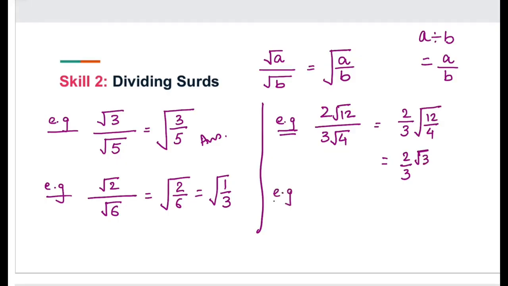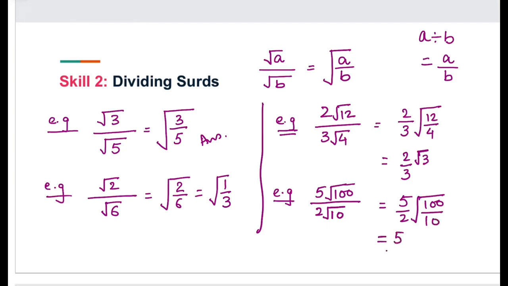And last one, let's do one more. Last one will be, let us suppose, 5 square root of 100 over 2 square root of 10, right? So that will give us 5 over 2 square root of 100 over 10. So 5 over 2, 100 divided by 10 is 10. So that leaves us 5 square root of 10, right?